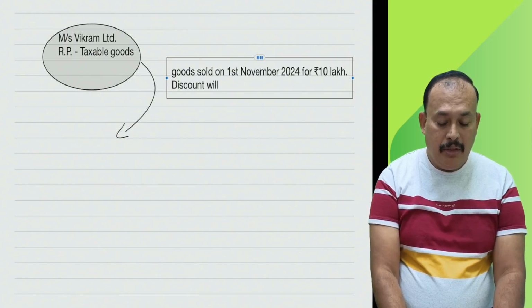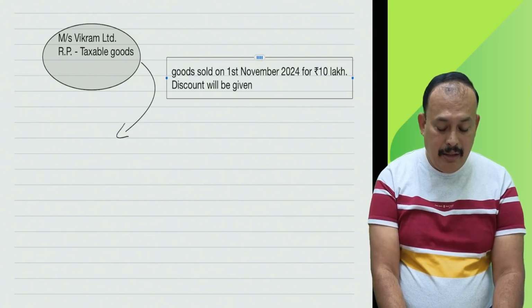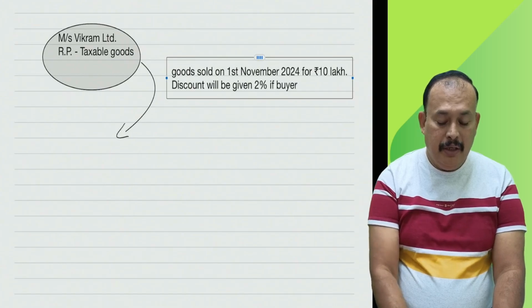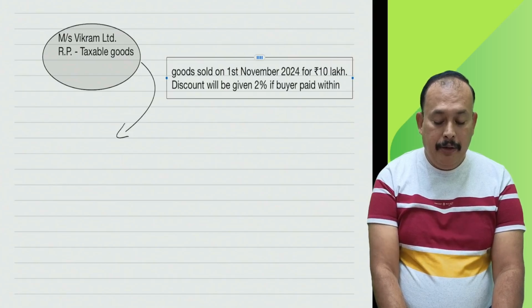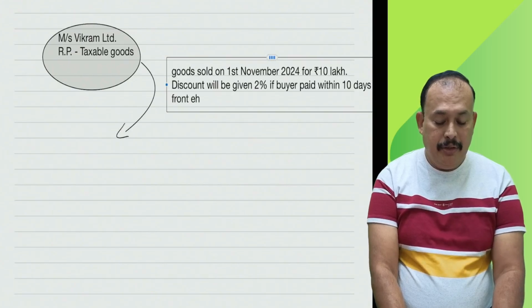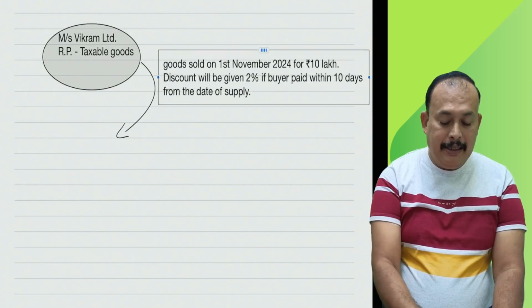Discount will be given, let us say 2%, if the buyer paid within 10 days from the date of supply. In the given case, what happened?